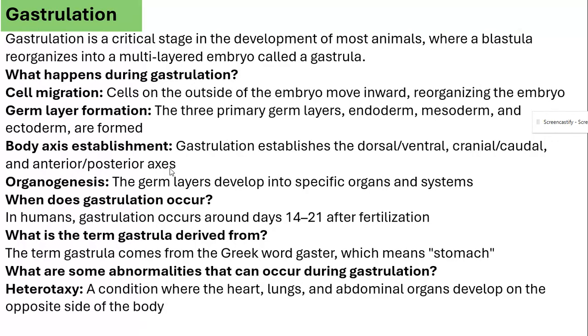So when does gastrulation occur? In humans, gastrulation occurs around 14 to 21 days after fertilization. What is the term gastrula derived from? The term gastrula comes from the Greek word gaster, which means stomach. What are some abnormalities that can occur during gastrulation? Heterotaxia, a condition where the heart, lungs, and abdominal organs develop on the opposite side of the body. That can happen. If the organ formation is not done right, then organs can form in different places.